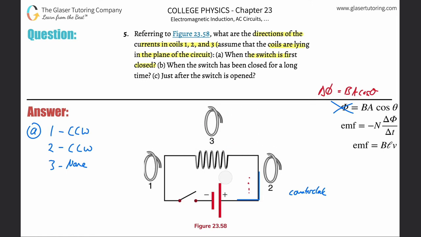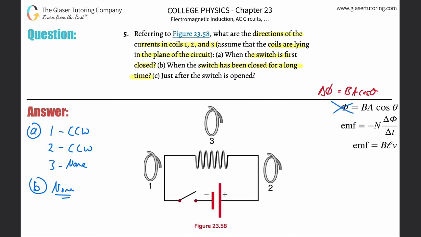Now, for letter B, it says when the switch has been closed for a long time. In other words, there is no changing current. If there's no current that's changing, what do you think? There's no changing magnetic flux, because there's no magnetic field that's changing. Therefore, the answer would be none for everyone. No currents, nothing.